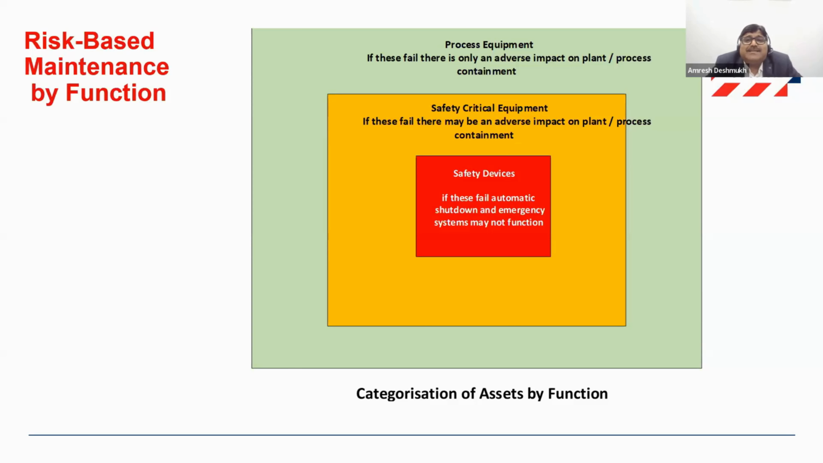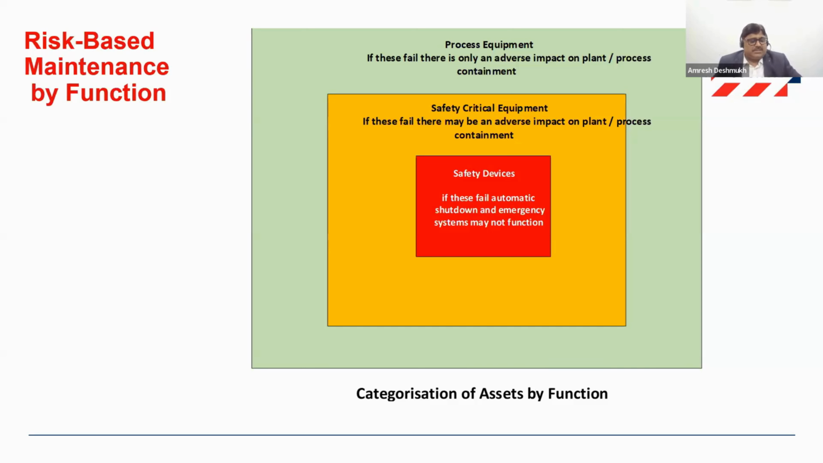And third thing is the safety device. If this fails, then automatic shutdown and emergency system may not be available or may not function. So this would be the last mitigative layer that you have. If this mitigative layer doesn't work properly, then you are into a catastrophic event which cannot be prevented.